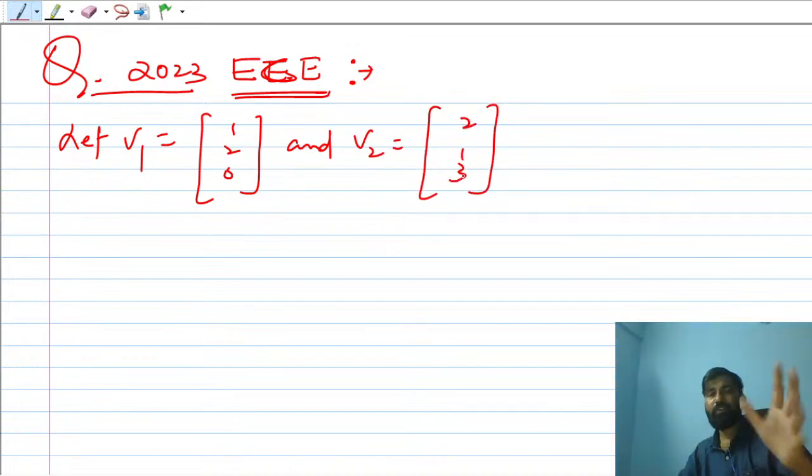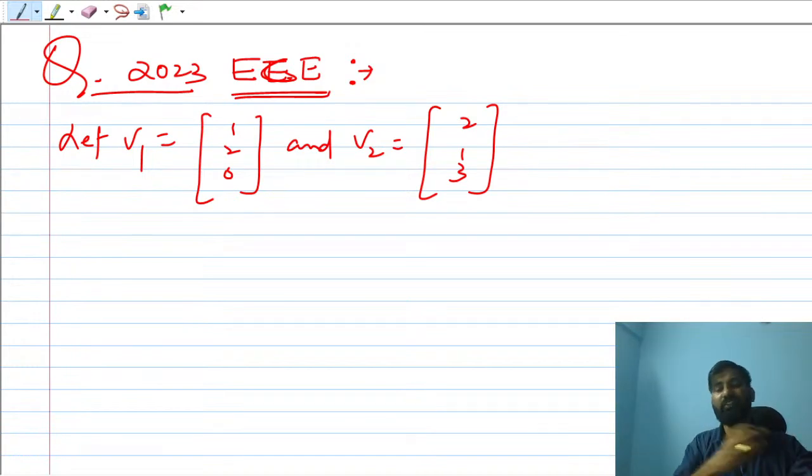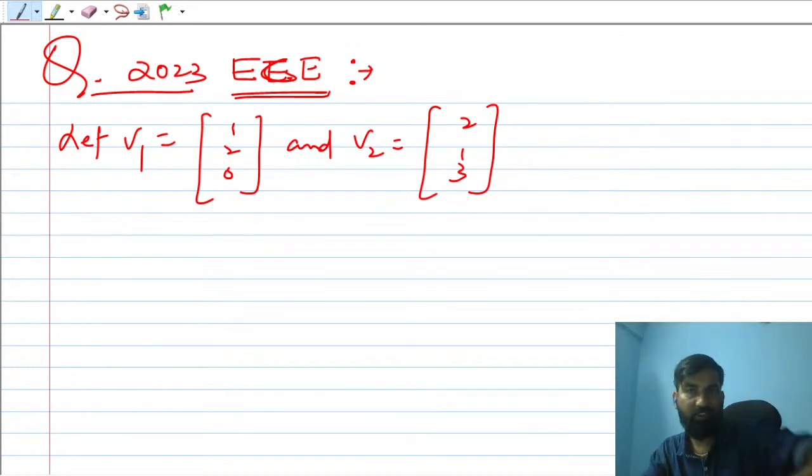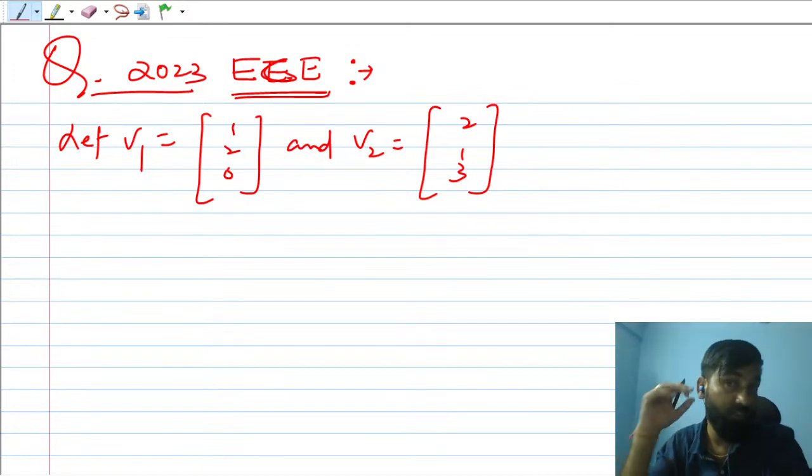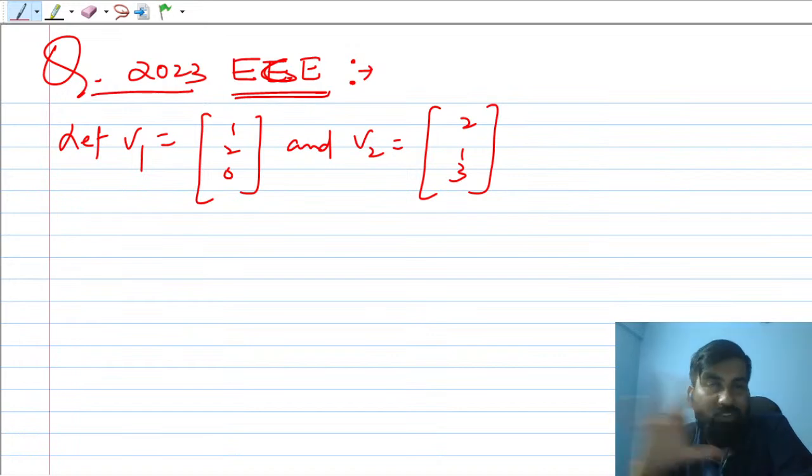See, in this way nobody teaches. Everybody teaches: this is how we find the length of the vector, that's it. What is the use? If you understand the real application of these concepts, you will never forget, not in your entire life. And if you appear in the GATE examination, you will be able to get through, right?